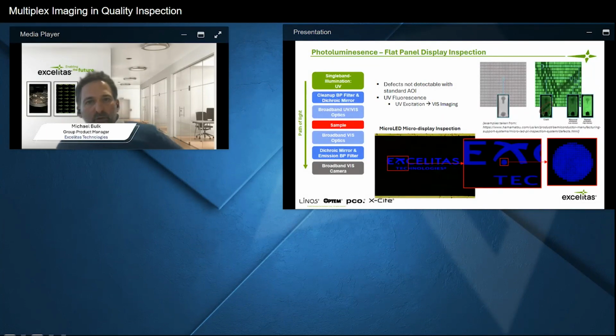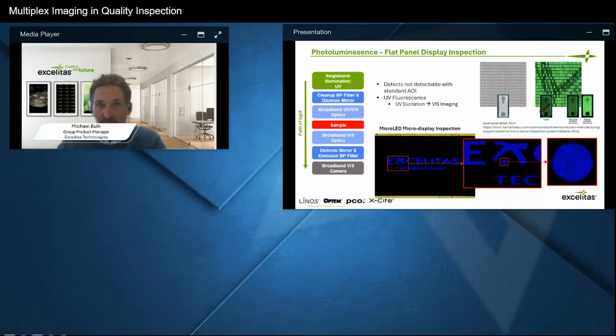Another area is related to the inspection of flat panel displays. In this case, you're using UV light and you're inspecting flat panel displays like micro LEDs. Now, with ordinary light, it's not always easy to detect the defective pixels. But if you do use a UV photoluminescence approach, you basically have another mechanism to detect defective pixels.